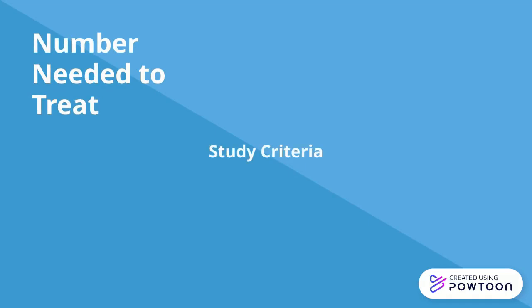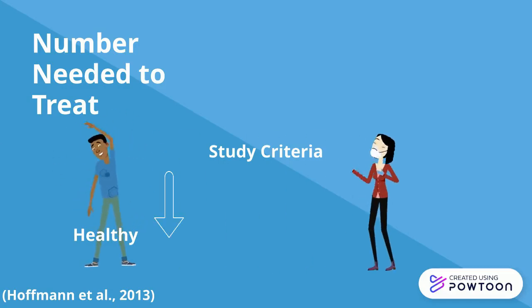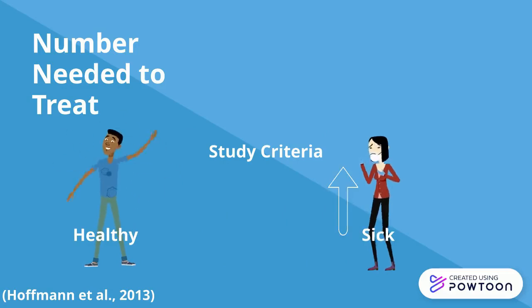Healthcare professionals and patients need to consider the study criteria when assessing NNT. The participants in a study may be different from the patients being treated. For example, if a patient being treated is healthier than the study participant, the NNT would be lower. Conversely, if a patient's condition is more severe, the NNT would be higher.